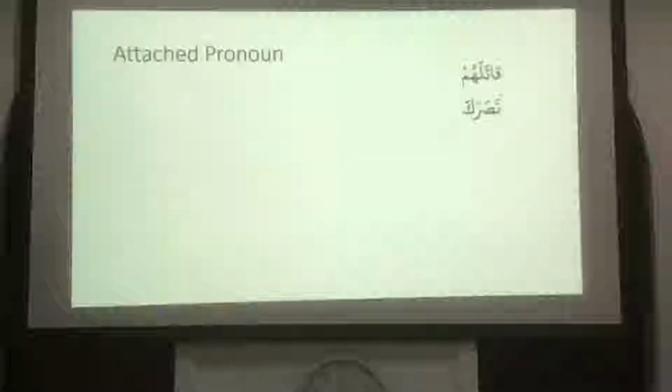So these are attached pronouns, and we talked about attached pronouns from the beginning of Islamic studies. We talked about six things about attached pronouns. The attached pronoun has two situations where it can be rafa, two situations where it can be nasb, and two where it can be jar. So there are six stages.